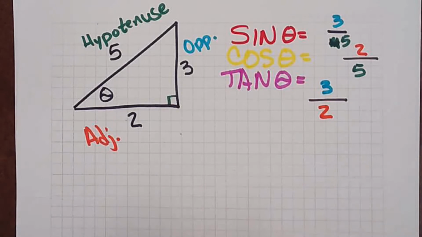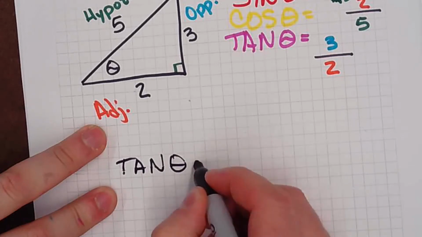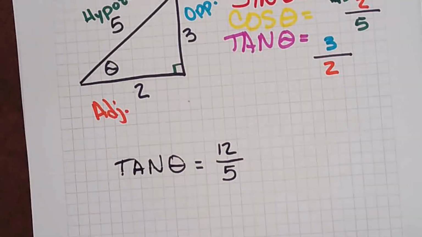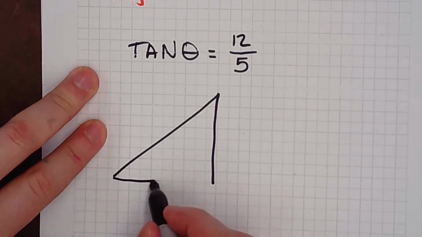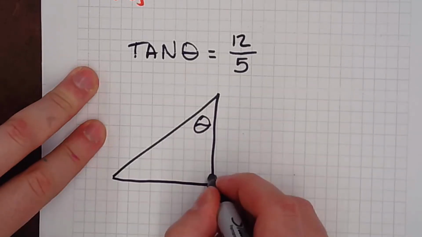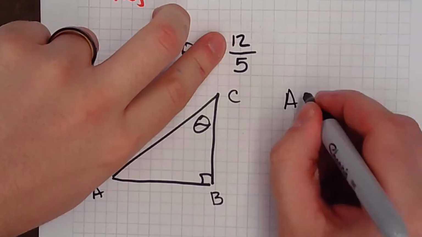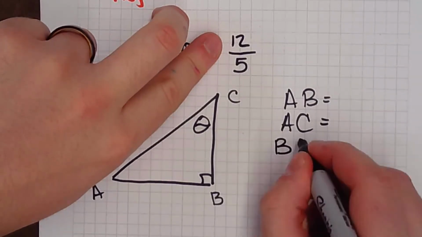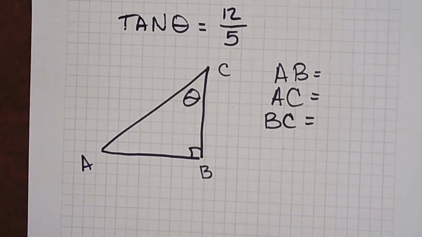All righty. I'm going to tell you that tangent of theta is 12 over 5. Tangent of theta is 12 over 5. Here's your triangle. Label the sides. I want you to tell me what AB is, AC, and BC. I don't know if that's a good order or not, but I want you to find all 3. Do that now. I'll give you 2 minutes. And then we're moving on.